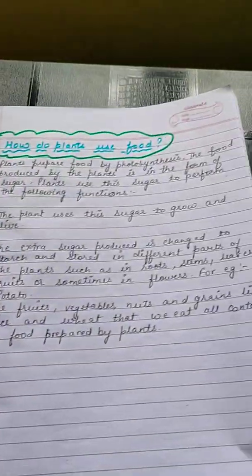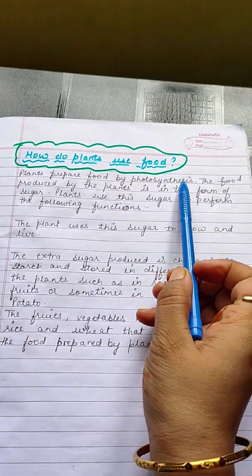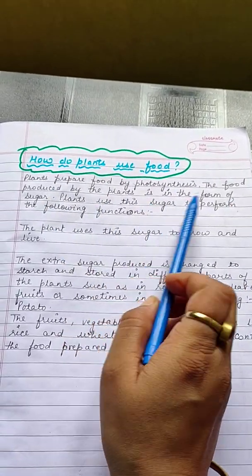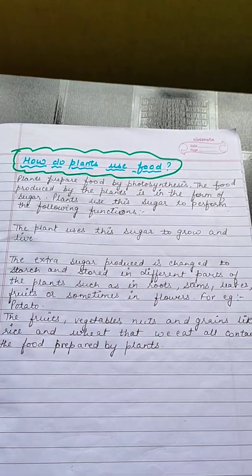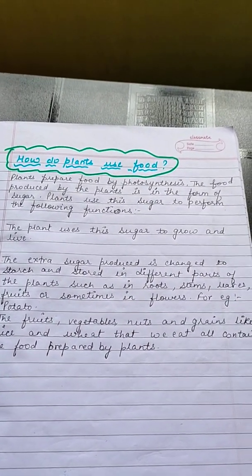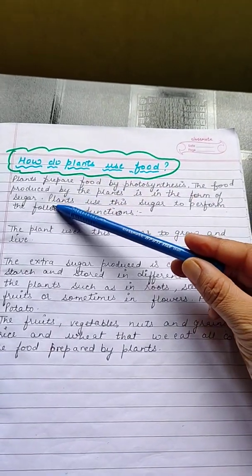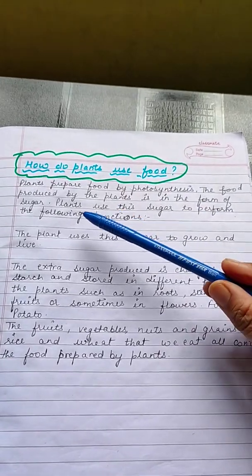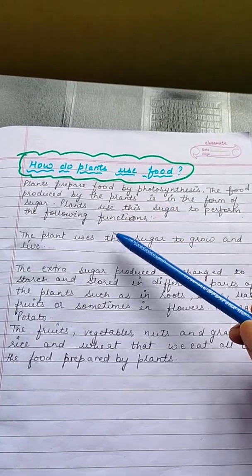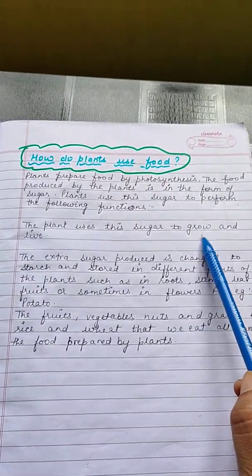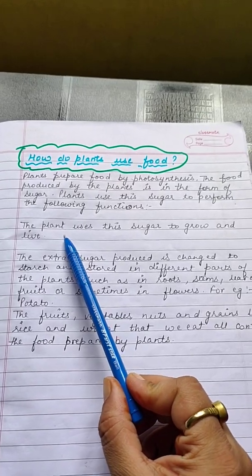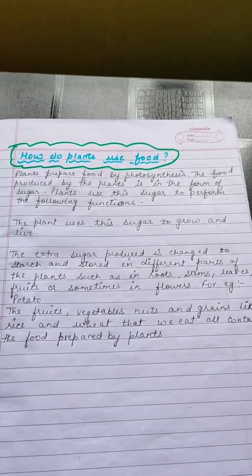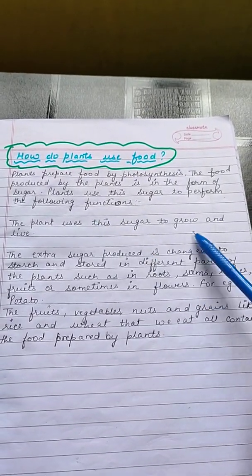Now the next is, how do plants use food? Plants prepare food by photosynthesis. The food produced by plants is in the form of sugar. Leaves prepare sugar as food for plants. Plants use this sugar to grow and live. As we need food to live, in a similar manner the plants also use food to live.